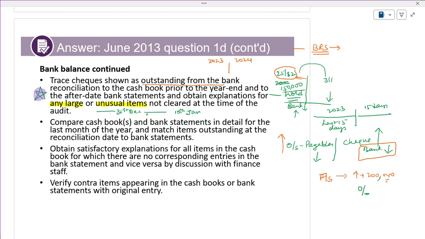Compare cash and bank statement in detail for the last month of the year. What they are saying, for the last month of the year, match any outstanding items at the reconciliation to bank statements. They are very much clear about what has happened. I told you the last 15 days, but in total, the last month.